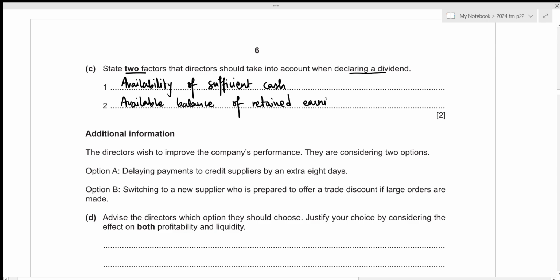And this is because cash is required in order to pay out the cash dividend to our shareholders, whereas the balance of retained earnings is required because we can only pay dividend from our revenue reserve, which is the retained earning and the general reserve itself. That is all for the third part. Let's move towards the next one.